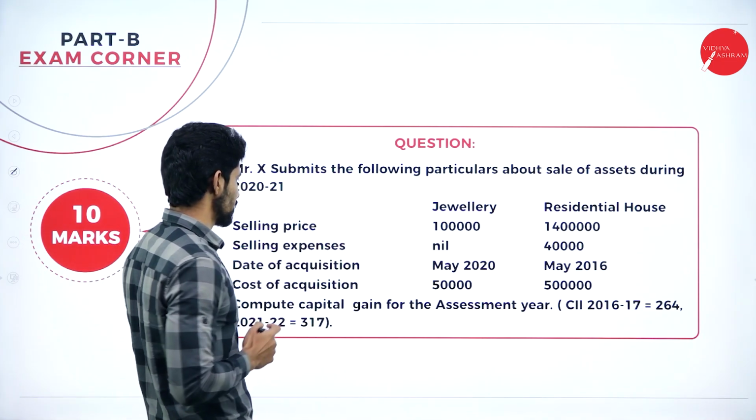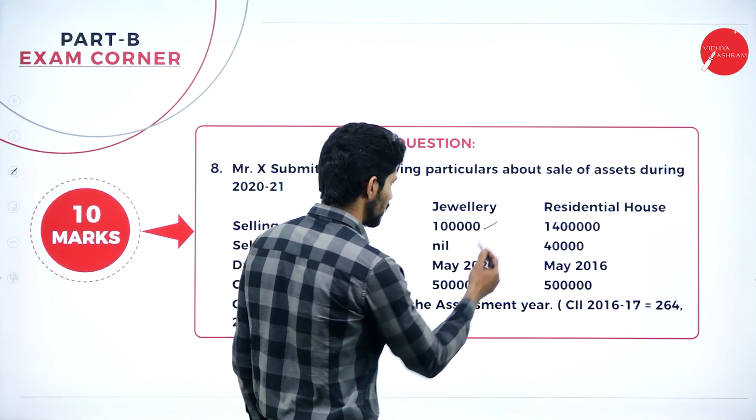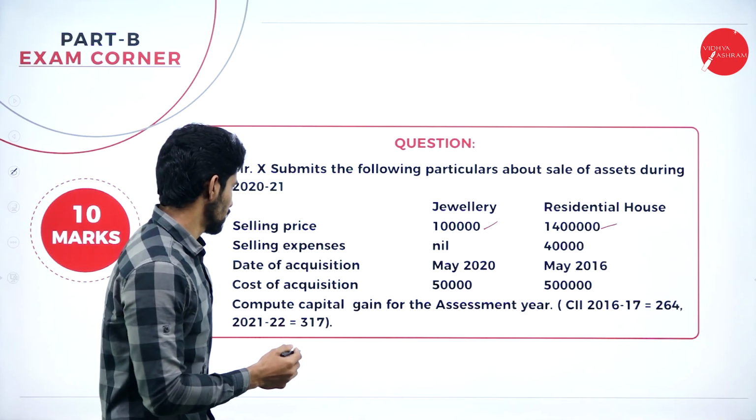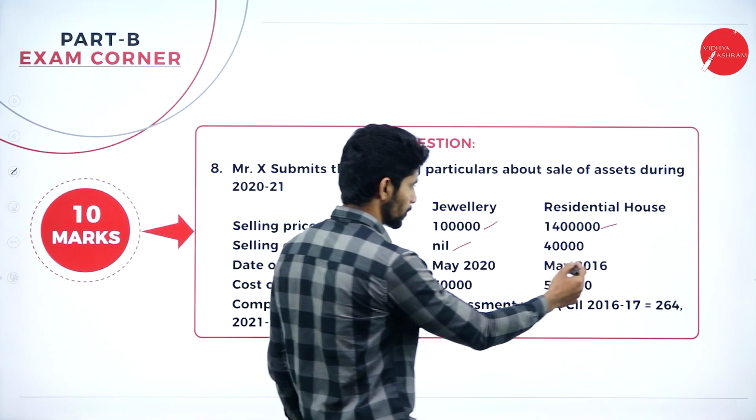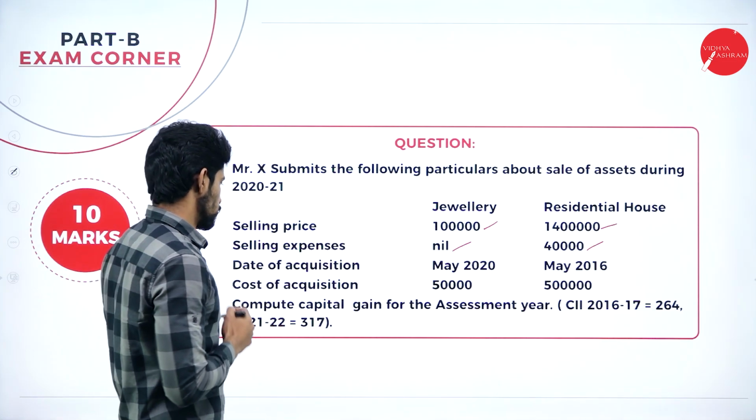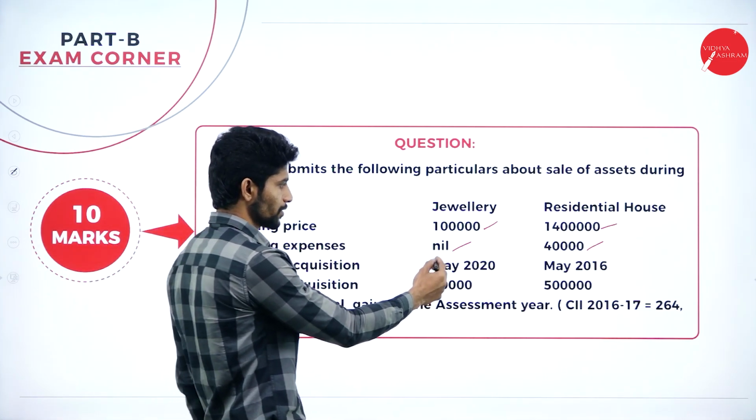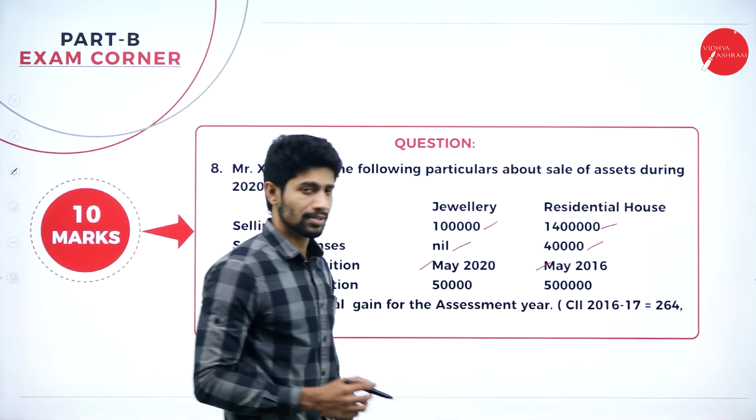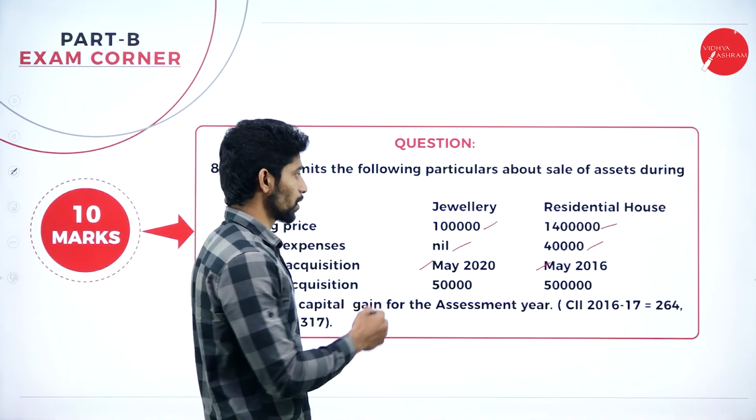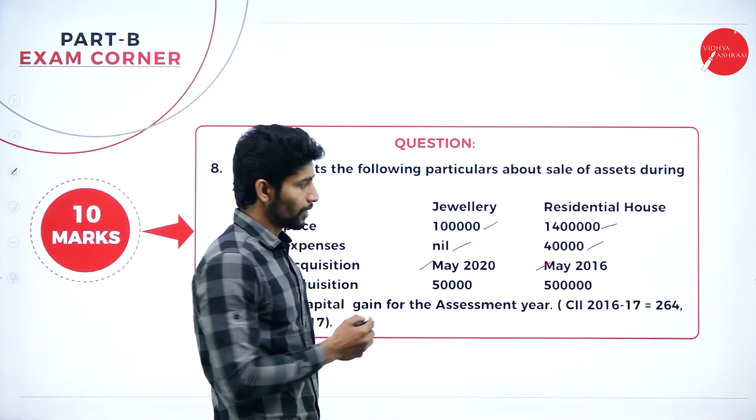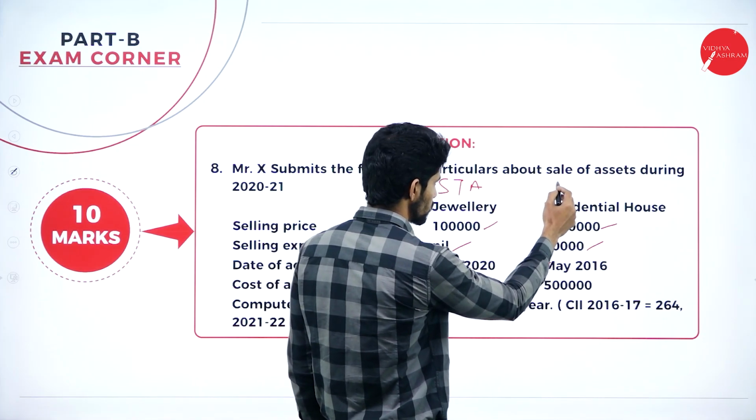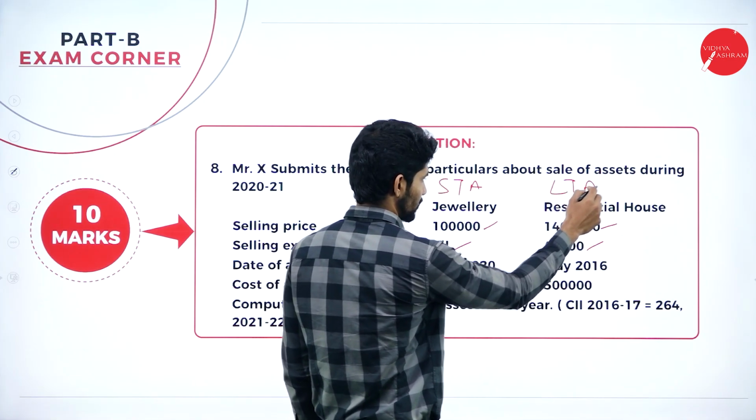Moving next, they might ask you to find out the income from capital gain. So here two assets are given. Selling price is 1 lakh with respect to jewelry and 14 lakh with respect to residential house. And selling expenses is nil with respect to jewelry and 40,000 with respect to residential house. Date of acquisition 2020 here, and here it is May 2016. So by looking at the date itself, you can get to know what kind of asset this is. Jewelry is a short-term asset and residential house is a long-term asset.